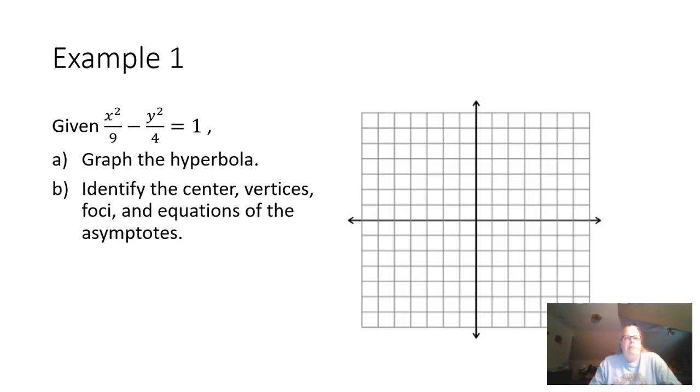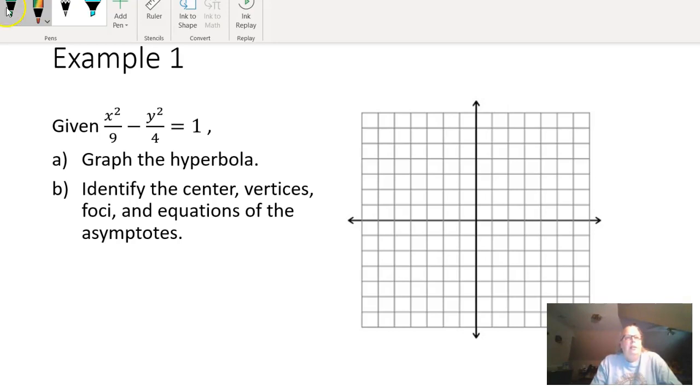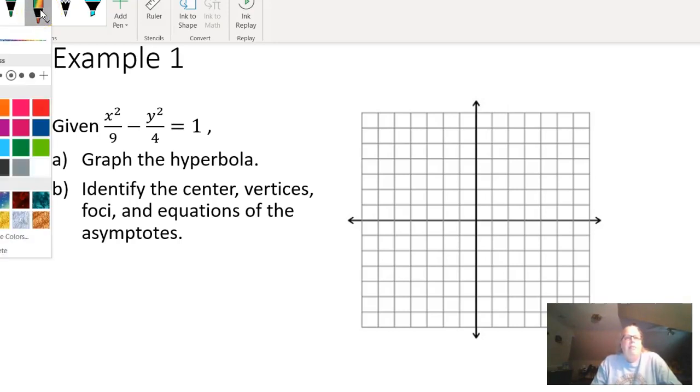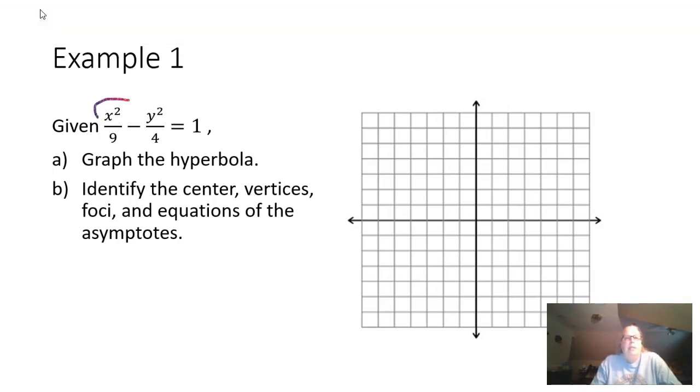Okay, first thing we're asked for, the center. The center can be found based on what we see up here in the numerator. Now, nothing is being added or subtracted to x, and so in this case, the center of our hyperbola is going to be at 0, 0. And we can go ahead and put that on our graph over here.